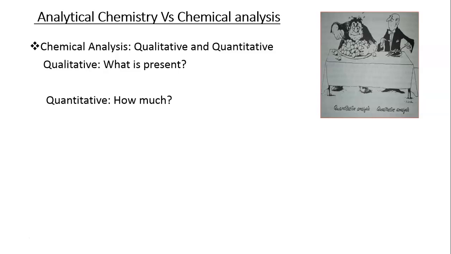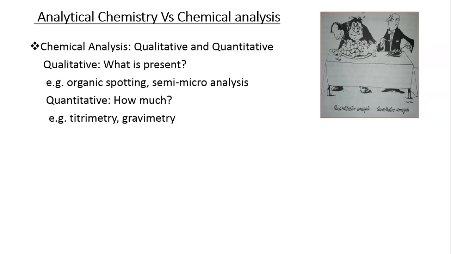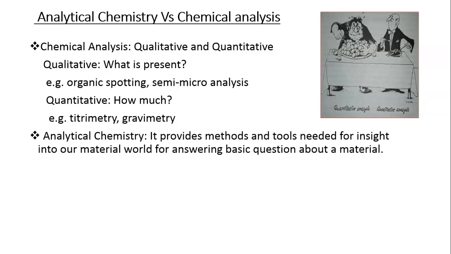Can you recollect any qualitative and quantitative experiments that you have done in the laboratory? Yes, organic spotting and semi-micro both fall under qualitative analysis. Titrimetry and gravimetry fall under quantitative analysis. Then what is meant by analytical chemistry?